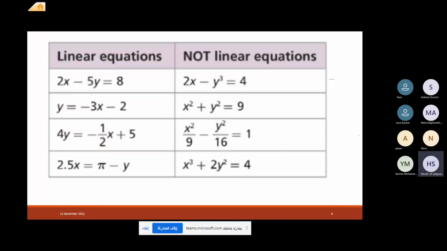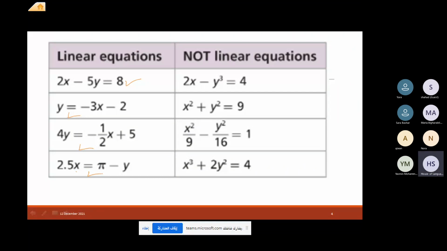Now, these are examples of linear and nonlinear. Look at the first one. The x and y, what is the power of x? 1. And the power of y? 1. So it's linear. The second one, what is the power of x? 1. Here there is no variable. So is it linear? The third one, 1. 1, so it's linear. Here, 1. And y, 1. So it's linear.